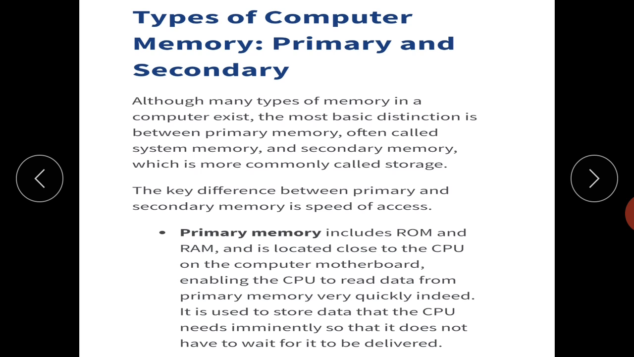First is primary memory. This is also known as main memory, right? It includes the parts ROM and RAM. This is very fast memory and very expensive also. Each and every instruction, whatever we are doing on the computer, is saved in the RAM or in the primary memory of the computer.